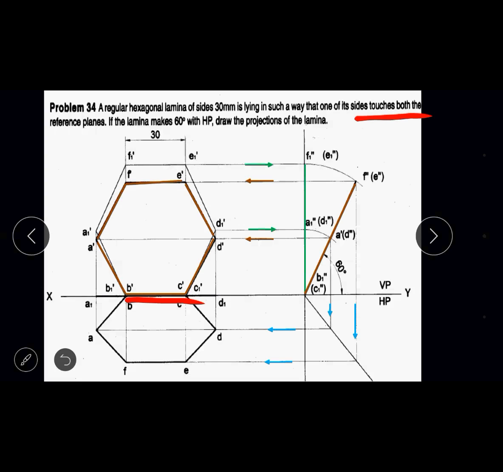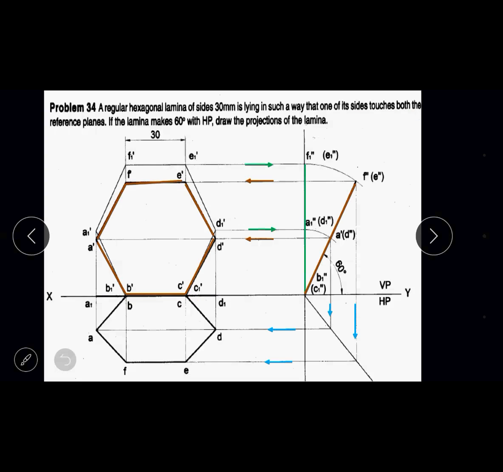So here the front view, so you cannot go for normal type. HP resting cannot go it. If you go the HP resting, the front view will not be in the form of lamina. It will be in the form of line, horizontal line or inclined line. So we'll go ahead with HP resting. So I'll just explain you this step here.